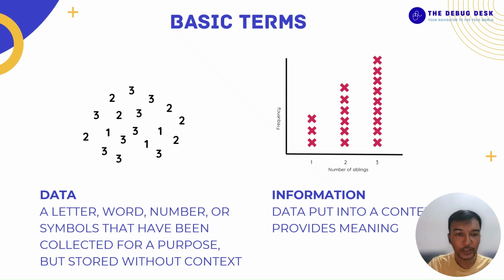Another thing is that we need to understand what is data. So all the kinds of letters and numbers and symbols which do not have any basic context and which are stored together, it is called data. But when you put data into some kind of context and when the data provides you some meaning, it is called information. We'll see all these concepts in detail in future sessions. So today it's just the beginning, understanding these basic terms.